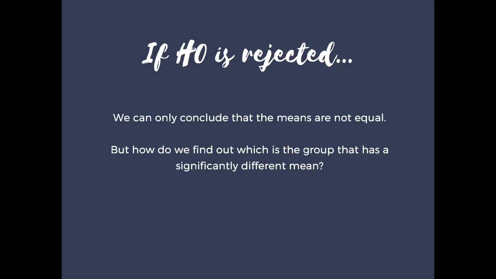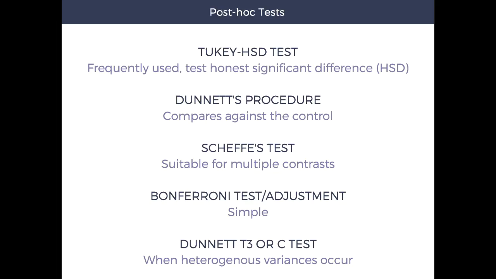So what happens if we reject the H0? If we reject the H0, we are essentially accepting the alternative hypothesis that there is a difference between the means. But when we reject the H0, we can only say that the means are not equal. But how do you find out which is the group that has a significantly different mean from the rest? This is where we need to touch on the post hoc test. We need to run these post hoc tests on the data sets.